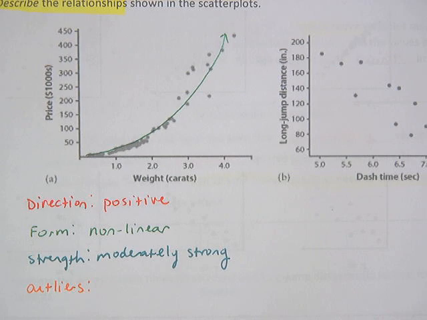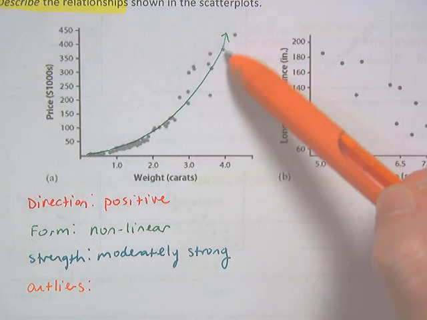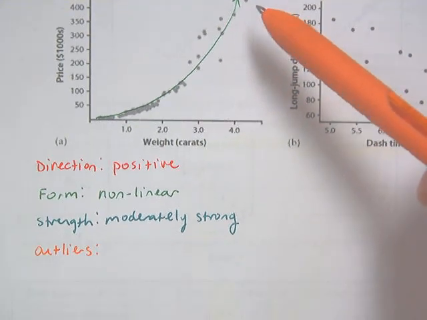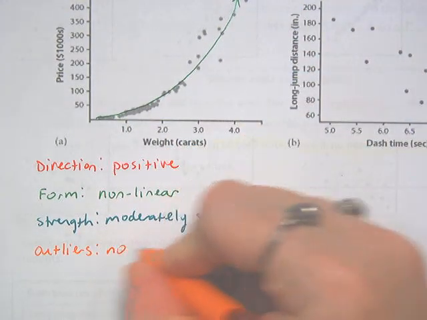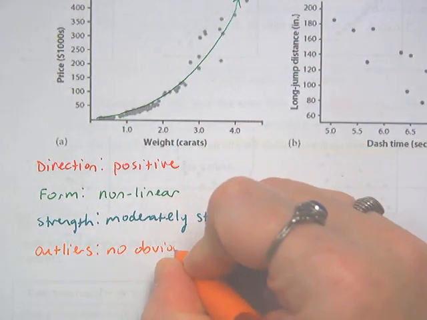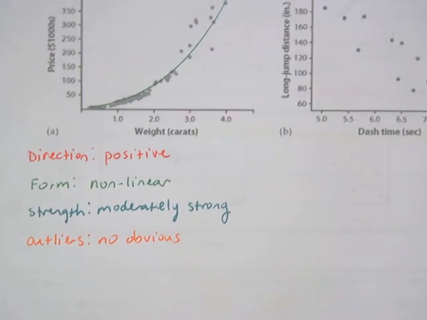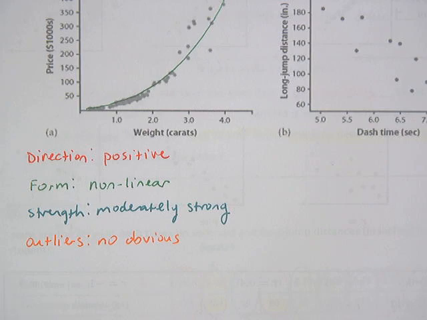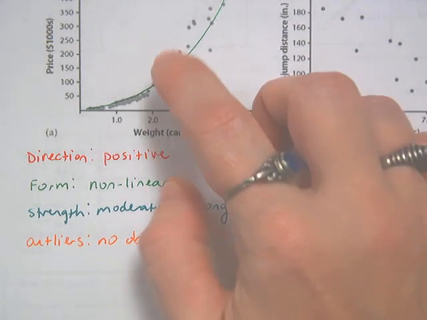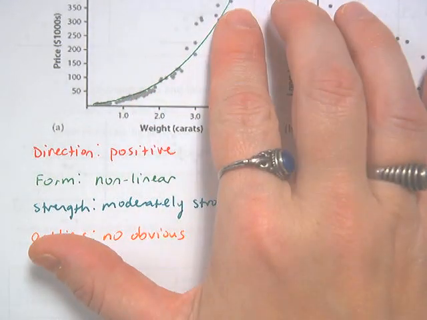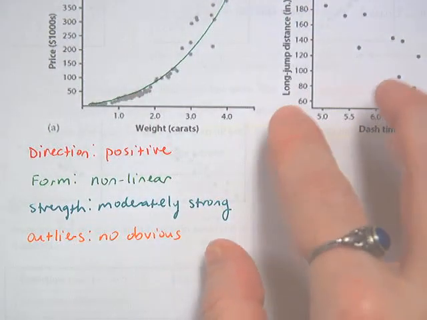Do you see any obvious outliers? Any data values that are way far departed from the other ones? I don't. I mean, even this guy up here still is within the pattern. So I would say no obvious outliers. So there is a relationship here between the weight of a diamond and how much it costs, for sure.